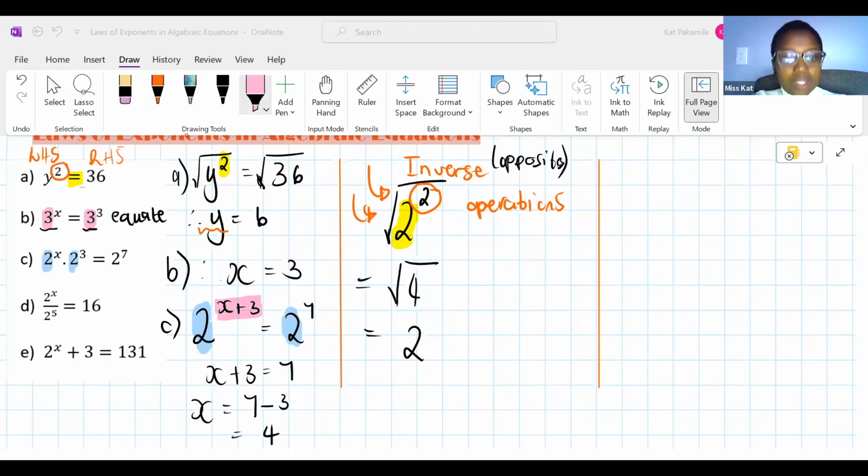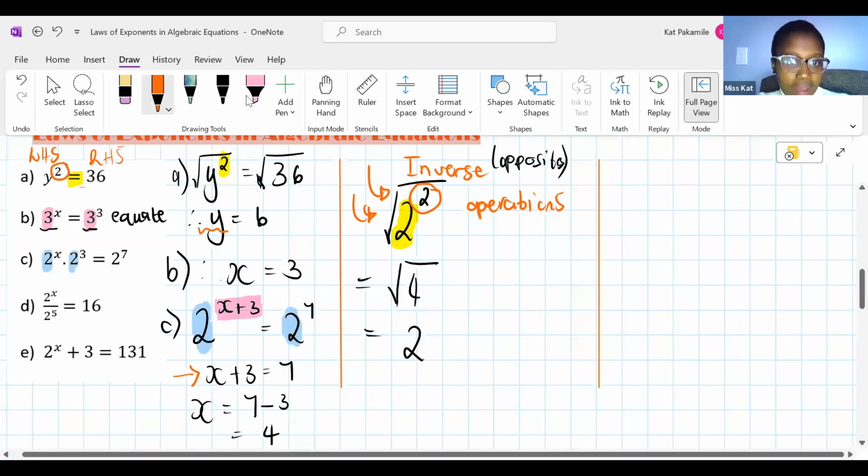Yes. And then we solved for x using inverse operations. If it was a plus on the left, it will be a minus on the right. That's how we got to a final answer of x equals 4. Do you see now? Yes. I understand now. Beautiful. Then I'm happy.